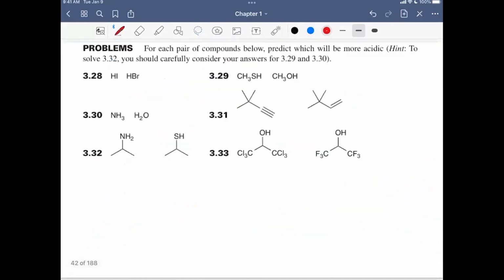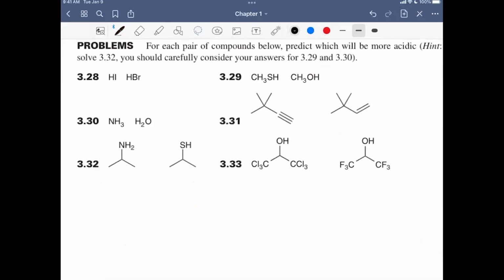All right. Feel free to pause this to think about these questions, and then we can go over them. All right, so let's get started. This asks, for each pair of the compounds below, predict which one will be more acidic. I would urge you to think about a periodic table, because a lot of these are about which atom is bigger. It's really about getting it into your brain that the bigger and more electronegative the atom, the more acidic it'll be.